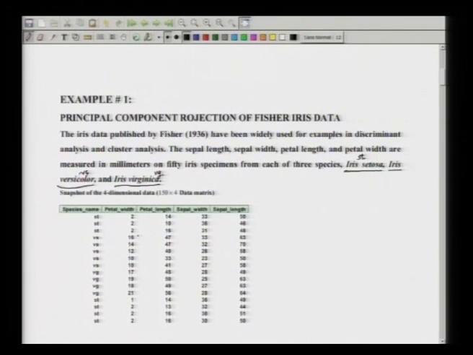Okay, it gives that there are 50 specimens from each of the 3 species. So, that makes it 150, it is given here. Okay. So, these are the part of the data. Let us see what we can do with this data.